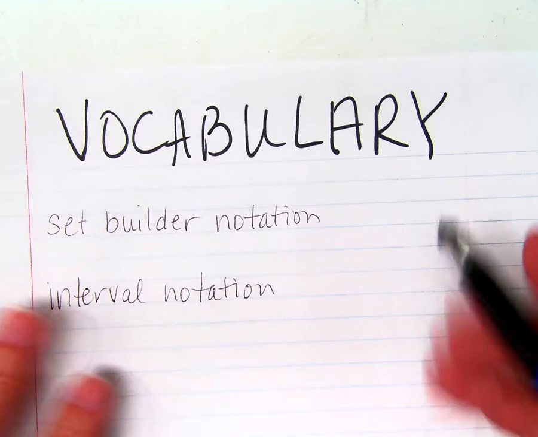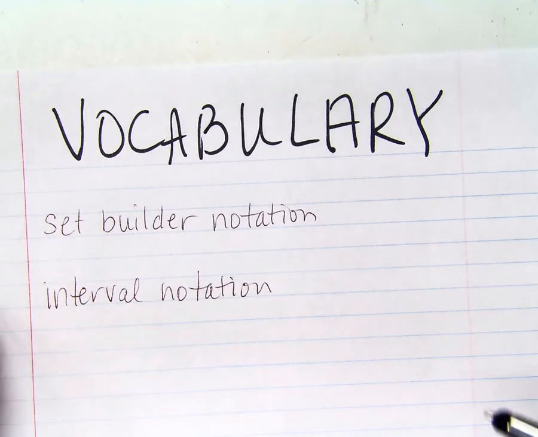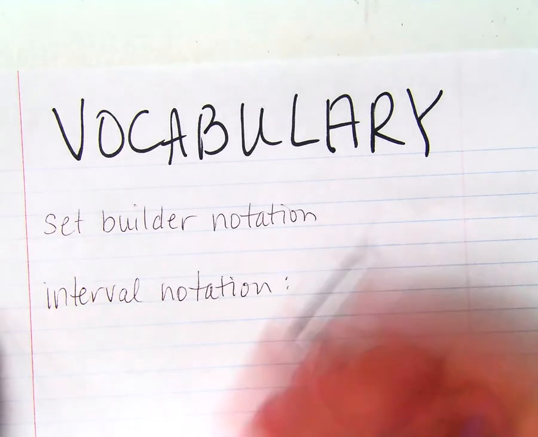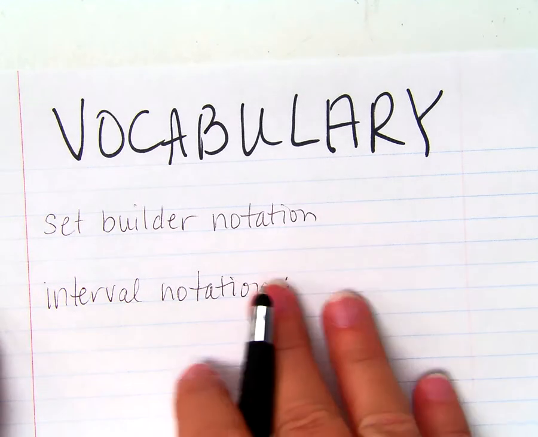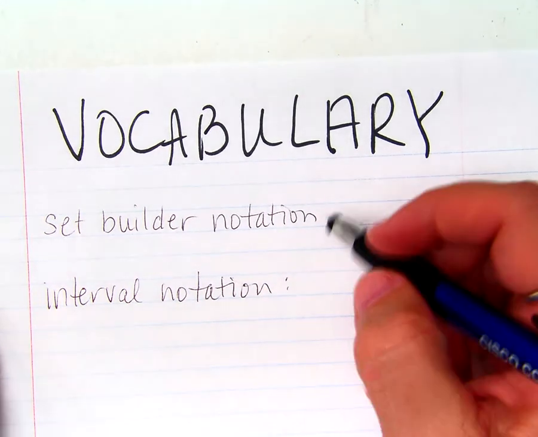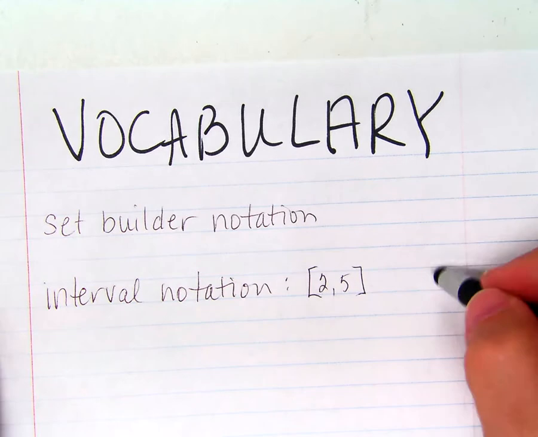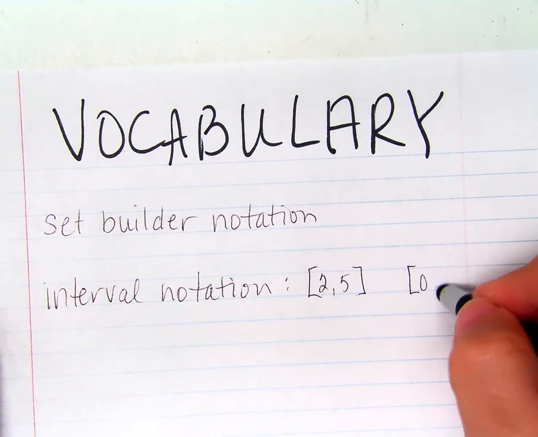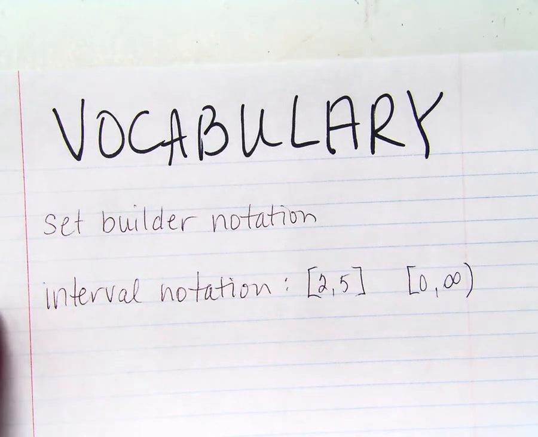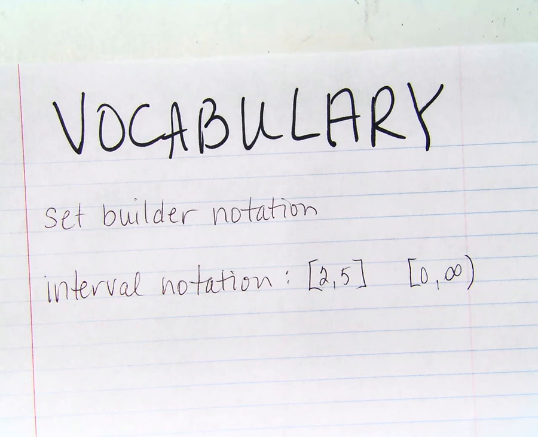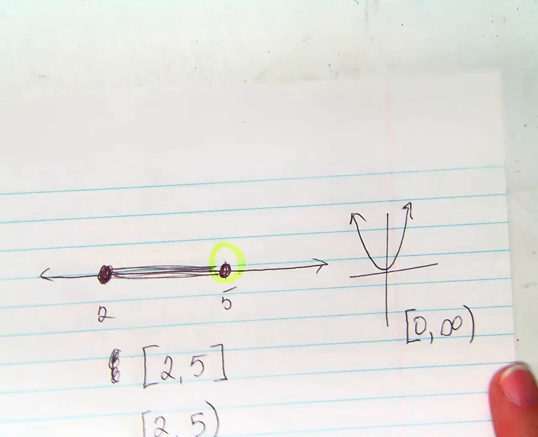So here I'll model for you what I would like. Okay, I mean not my clothes, they're nice, but I'm talking about the math. I'm modeling the math. Okay, so we're going to put 2 comma 5 and we're going to put 0 comma infinity. Okay, questions about that?